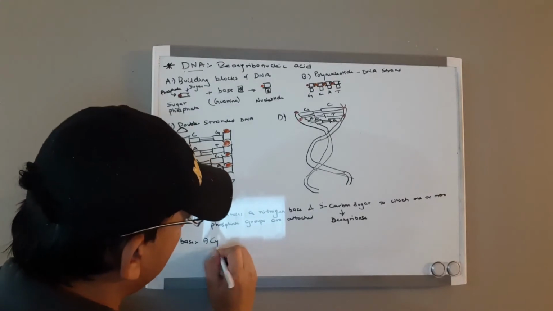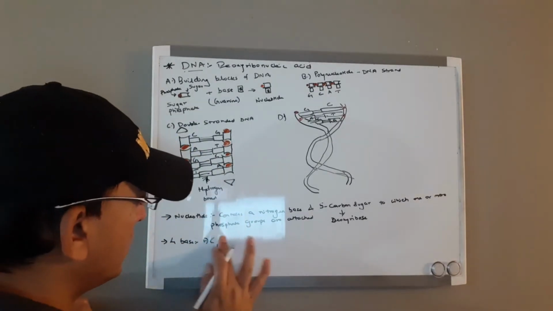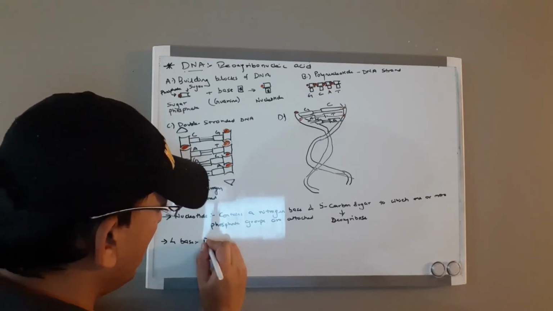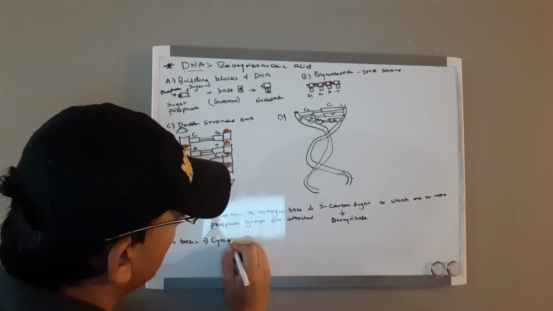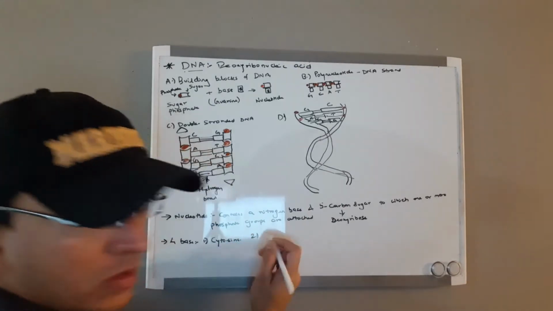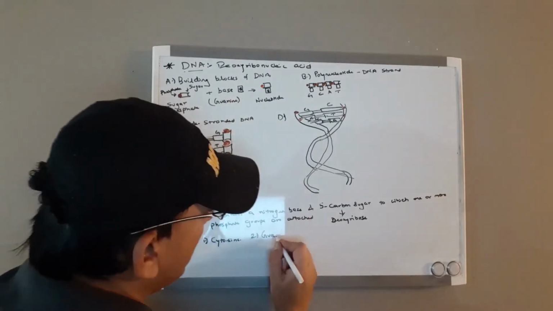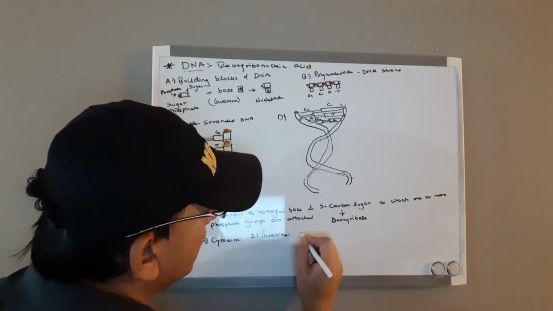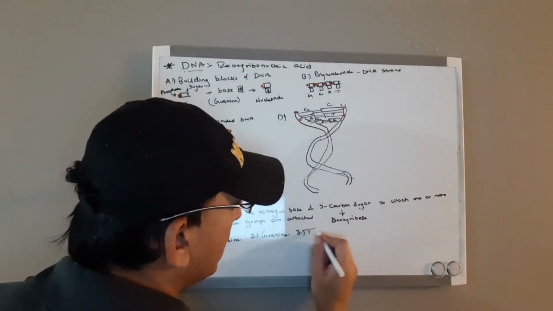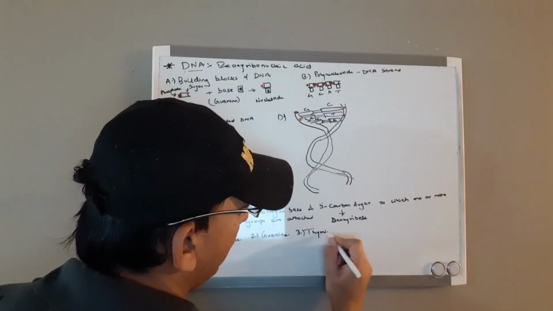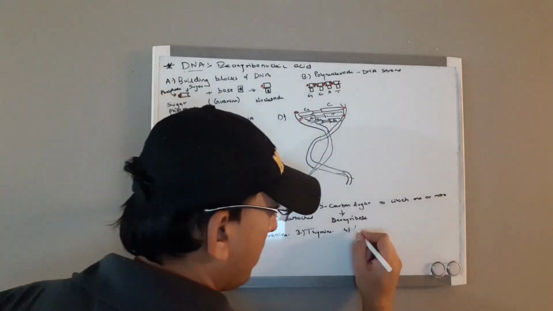Which are the 4 bases for this? So one is cytosine, right? So the first one is cytosine, right? Then the one we saw, guanine, right? Thymine, then adenine.